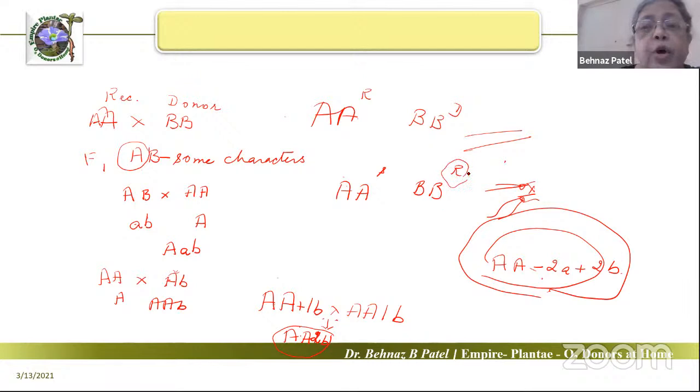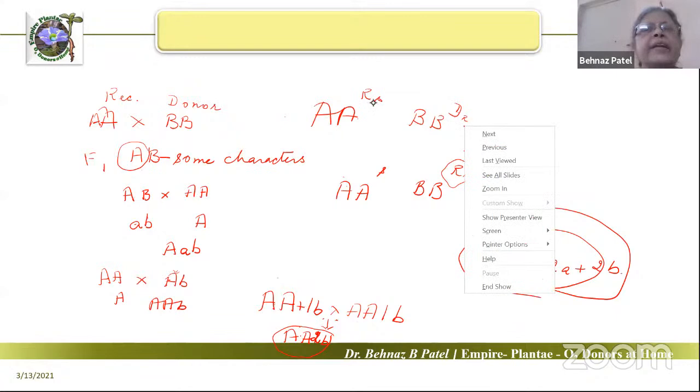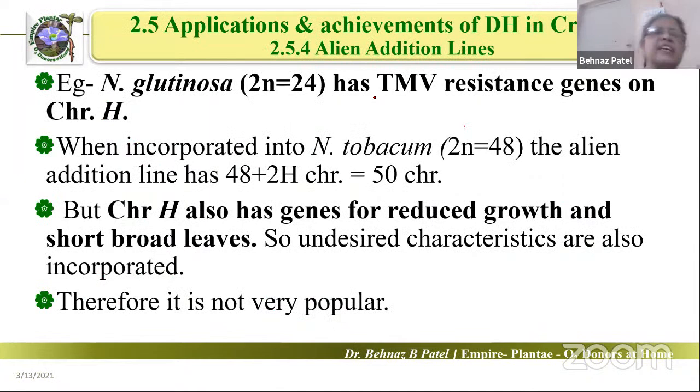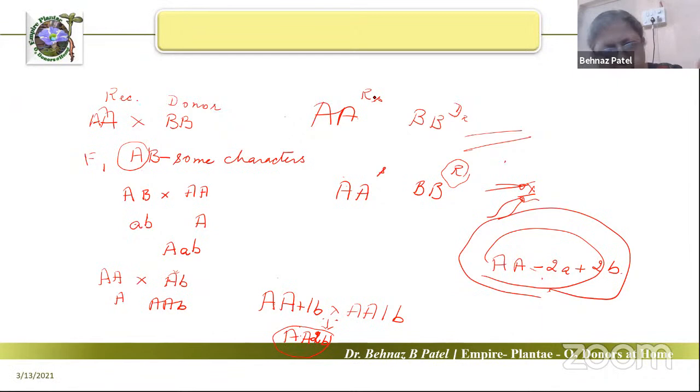So instead of that, you can follow this nomenclature. And if you want, you can even add R for susceptible to the disease, and D for resistant to the disease. So donor is resistant. You write D as a smaller letter, and here we have R. The recipient species is the susceptible one. And whatever you write, please mention in the beginning of your answer what nomenclature is being followed.